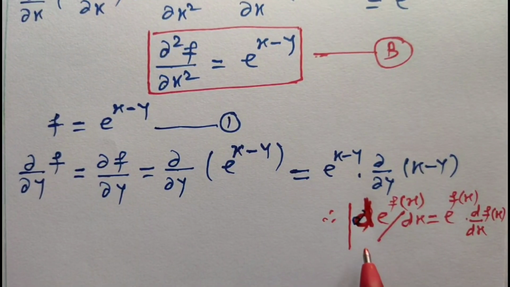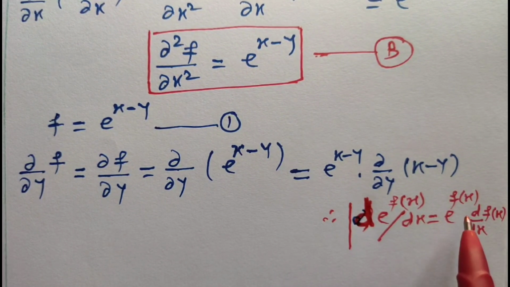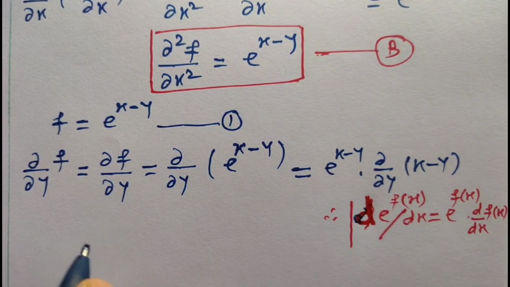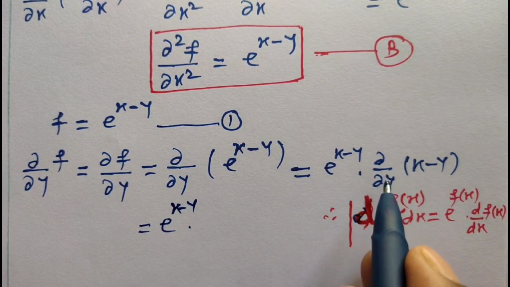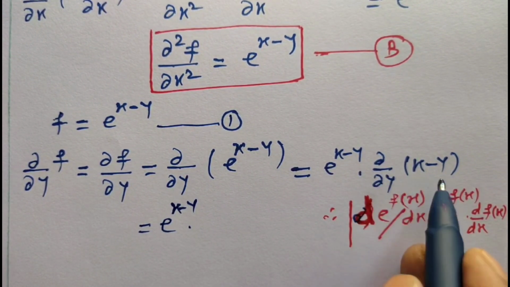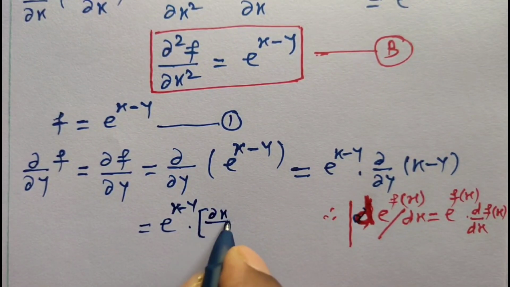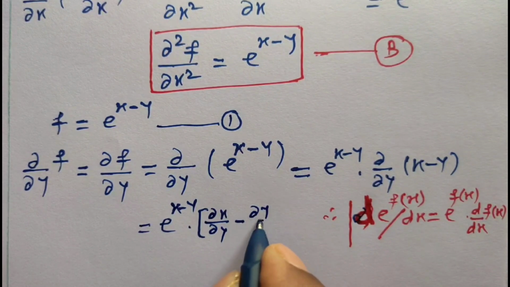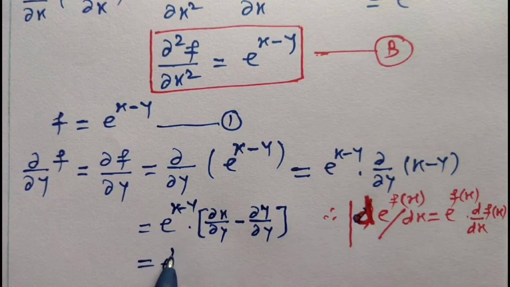Since we know this formula, the derivative of e to the power f of x with respect to x is equal to e to the power f of x into the derivative of f of x with respect to x. Hence, ∂f/∂y can be written as e to the power x minus y into, now take this partial differential operator inside this bracket, the partial derivative of x with respect to y minus the partial derivative of y with respect to y, and this is equal to e to the power x minus y.